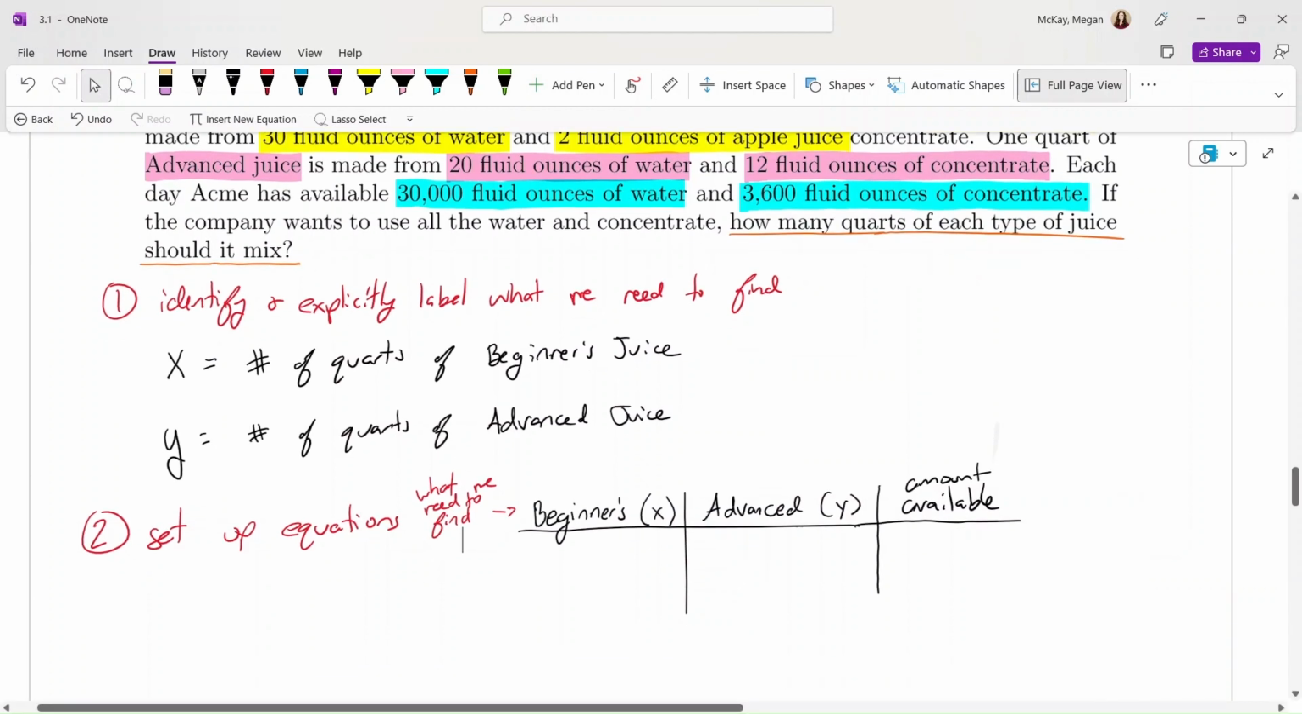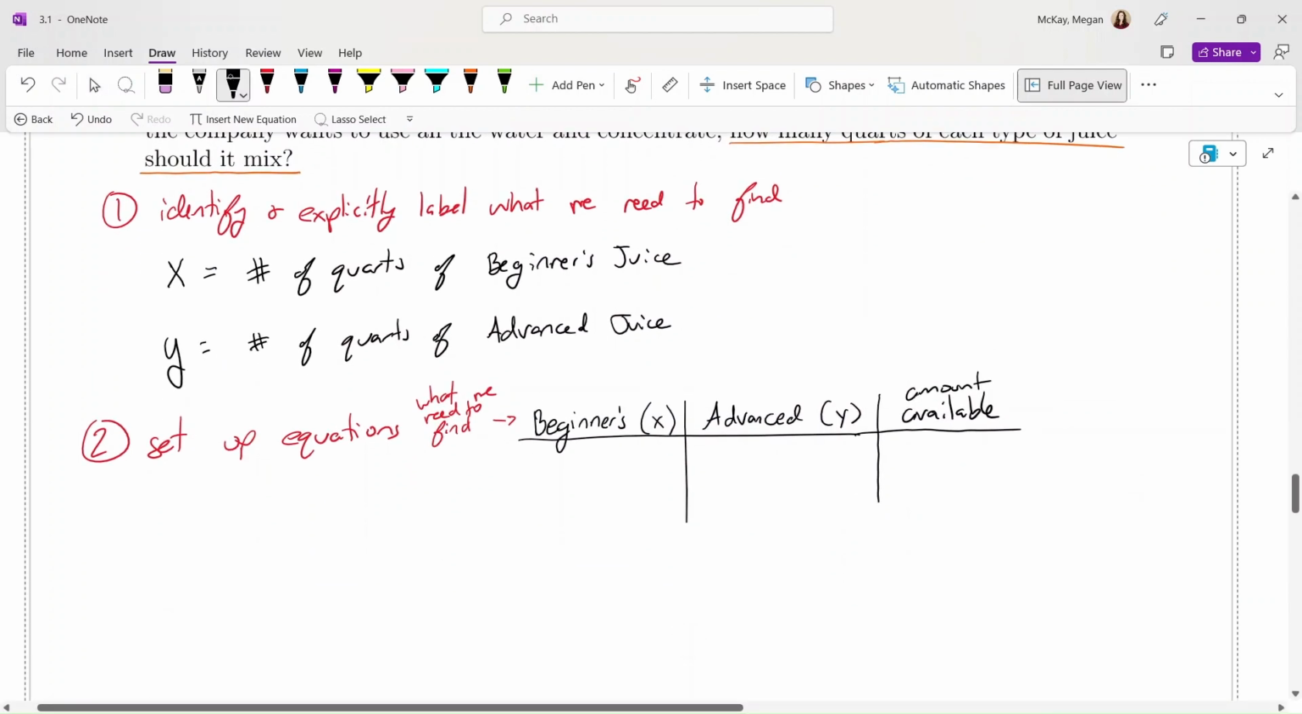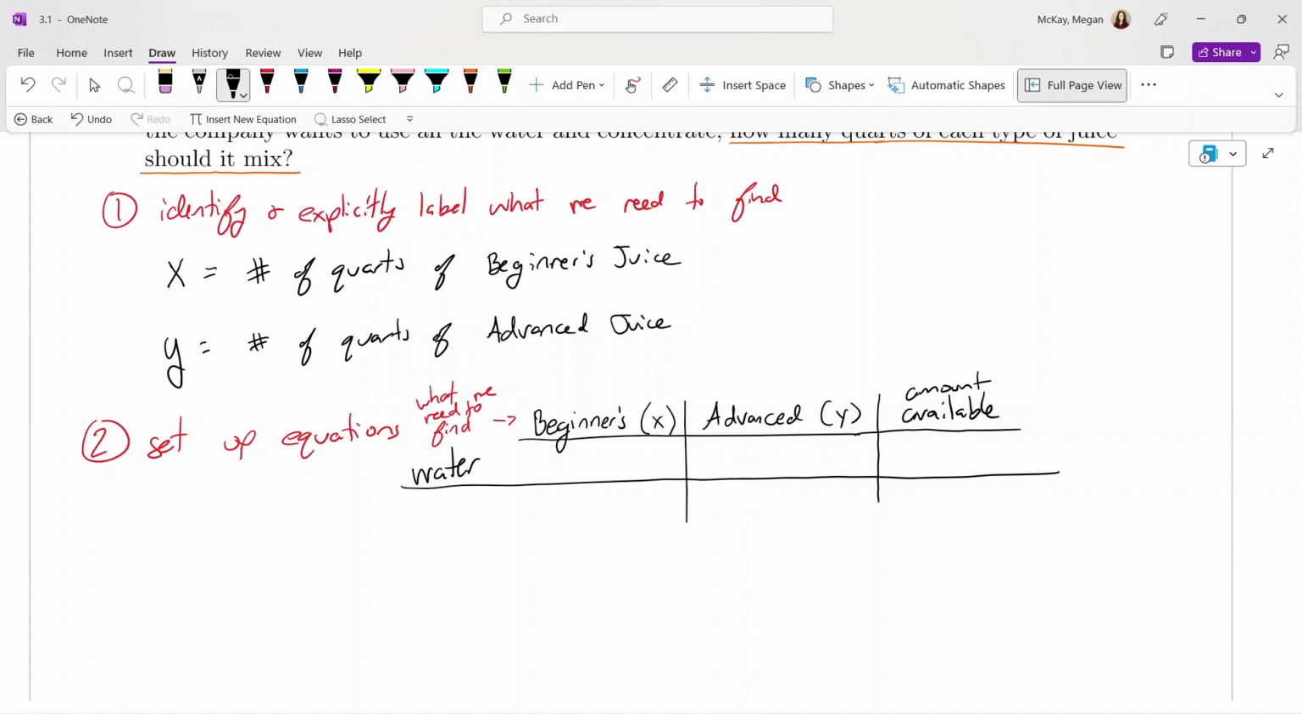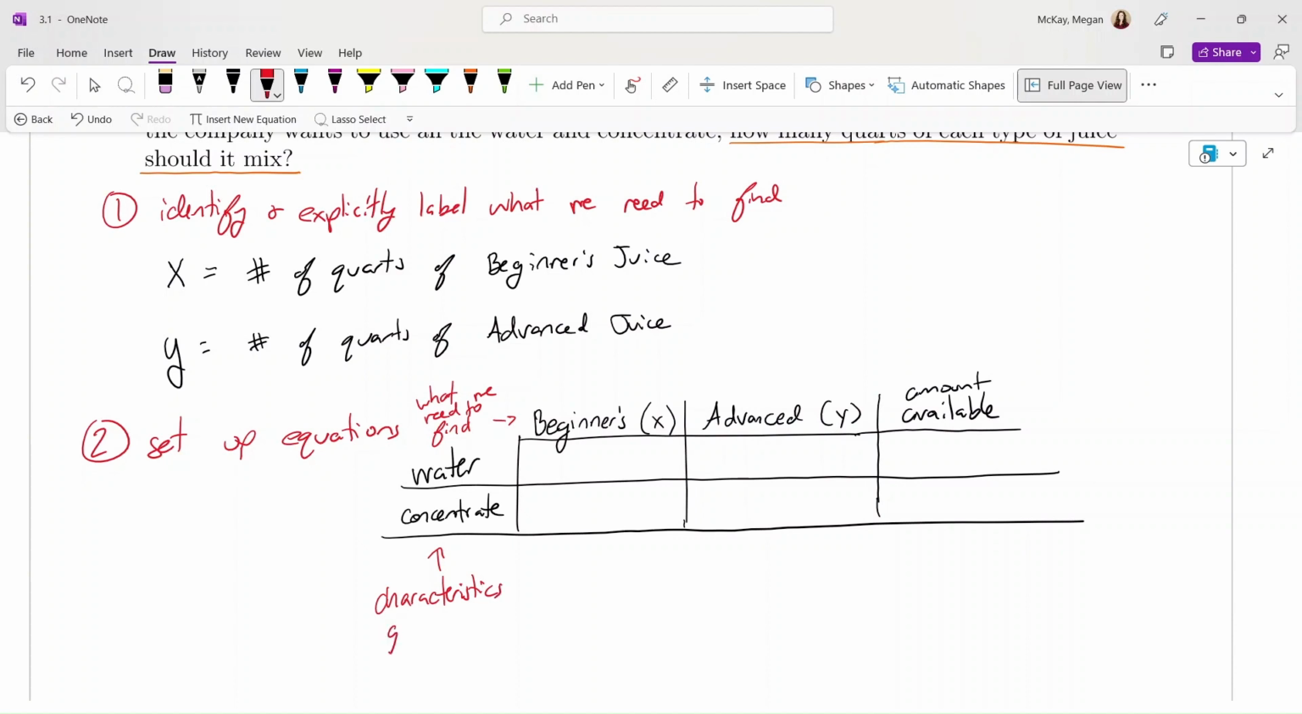So our characteristics go down the side of our table. Here we have water as our first characteristic and concentrate as our second characteristic. Alright, let's make a note of that. Characteristics go on the side. What we need to find goes on top. This is very important because this is how we're going to set up our equations.